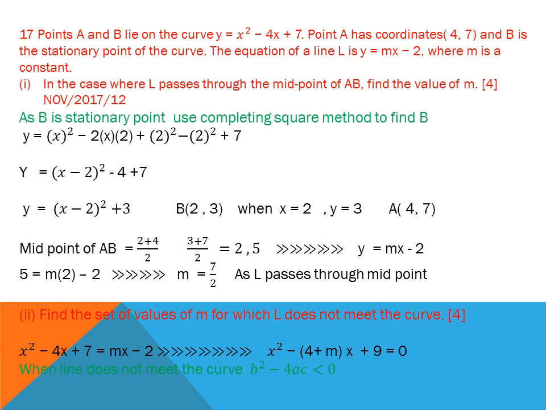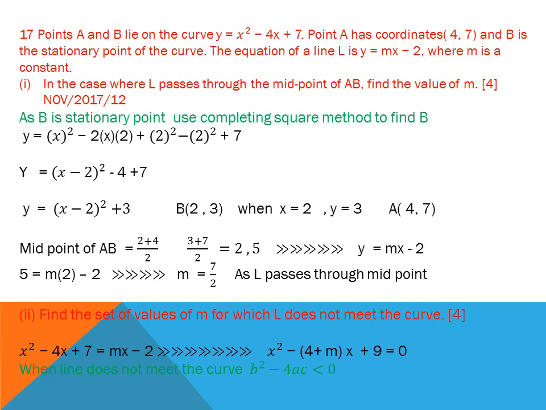Question number 17, points A and B lie on the curve x square minus 4x plus 7. Point A has coordinates given and point B is the stationary point of the curve. The equation of the line L is y is equal to mx minus 2, where m is a constant. In the case where L passes through the midpoint of AB, find the value of m here.